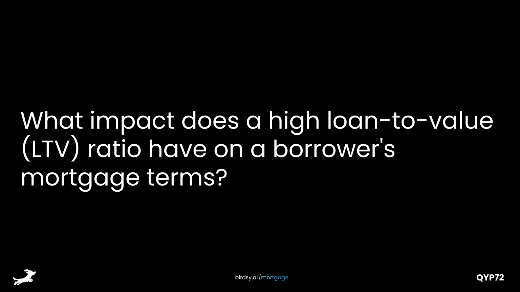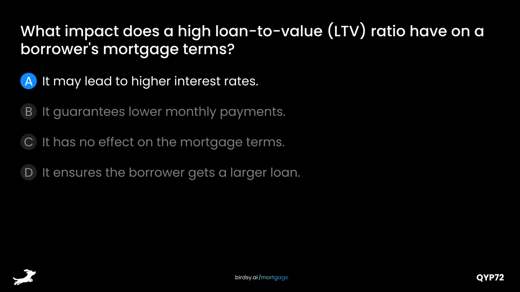What impact does a high loan-to-value ratio have on a borrower's mortgage terms? Is it A, it may lead to higher interest rates, B, it guarantees lower monthly payments, C, it has no effect on the mortgage terms, or D, it ensures the borrower gets a larger loan?